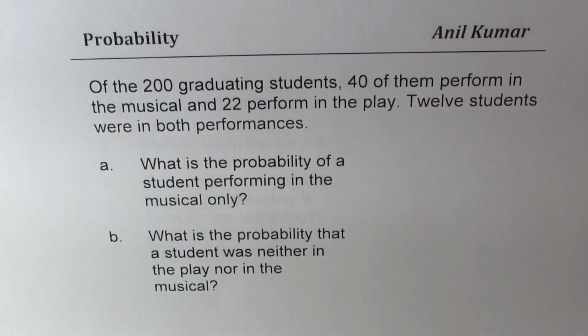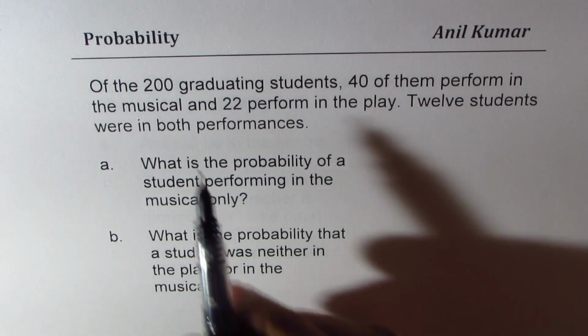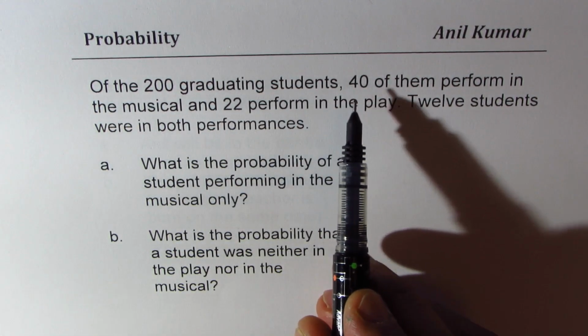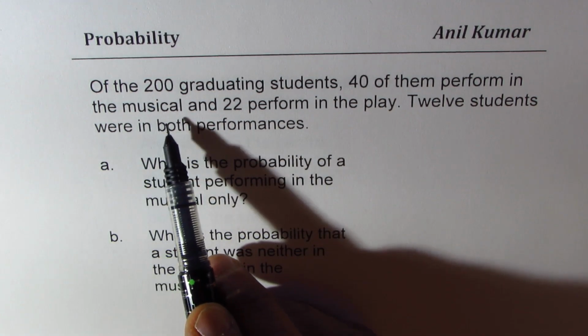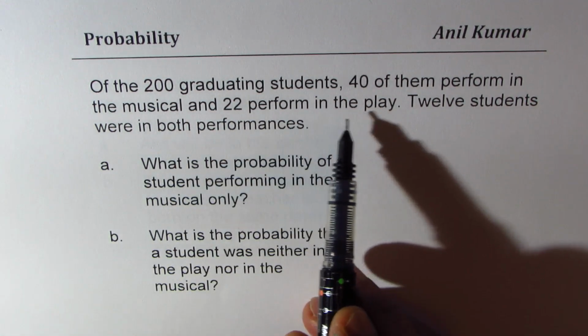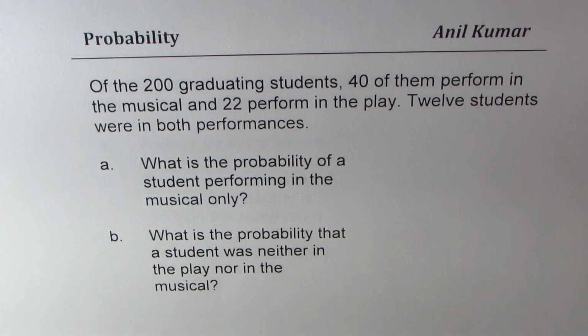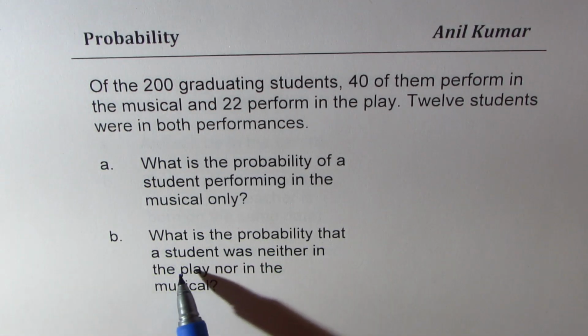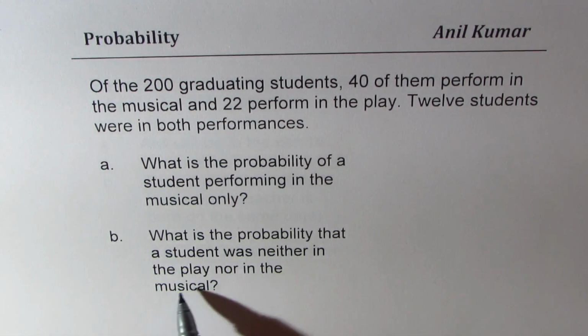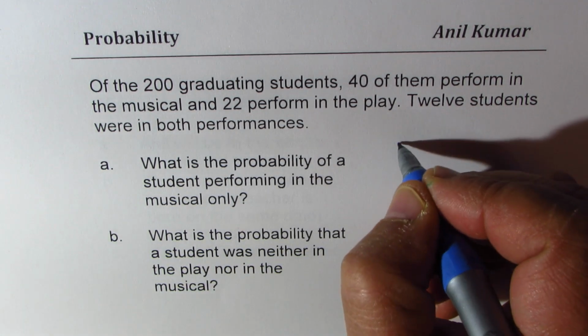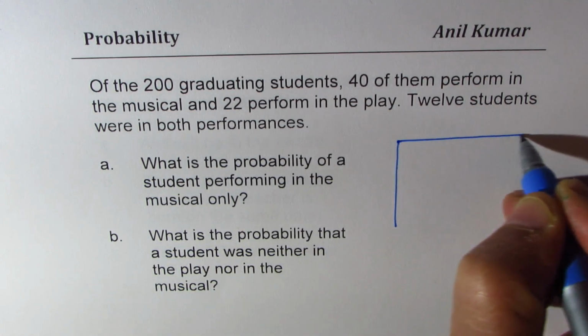Now the question is, of the 200 graduating students, 40 of them perform a musical and 22 perform a play. 12 students were in both. And we need to find the probability of students performing in musical only and the probability that the student was neither in play nor in musical. So a Venn diagram is a good option here.